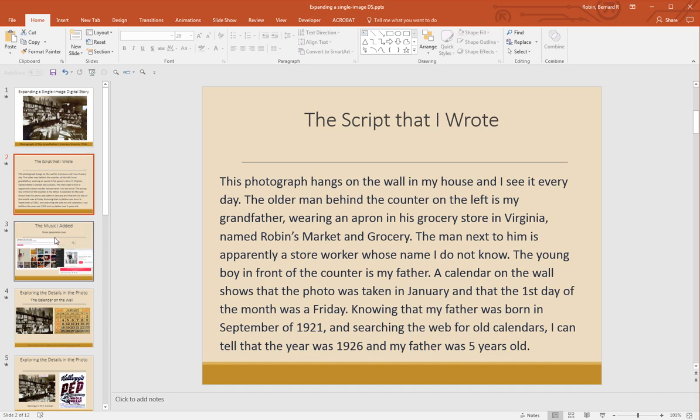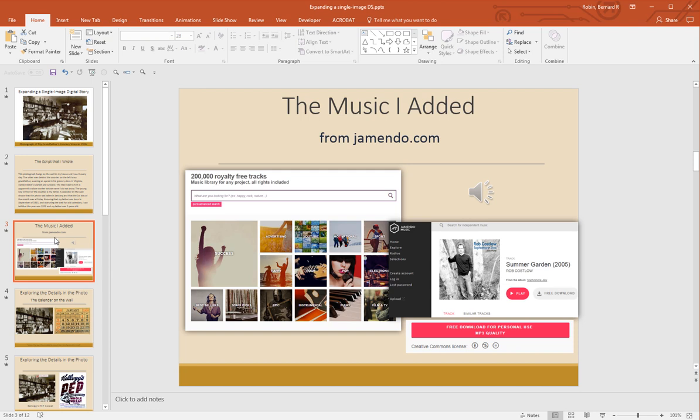And I already had the photograph, obviously, and I added music, and I found suitable copyright-free music on a website called Jamendo. And you can hear a bit of the music here. And you can go to jamendo.com and look for music that has a Creative Commons license, which means it's free for you to use in personal projects like digital stories.